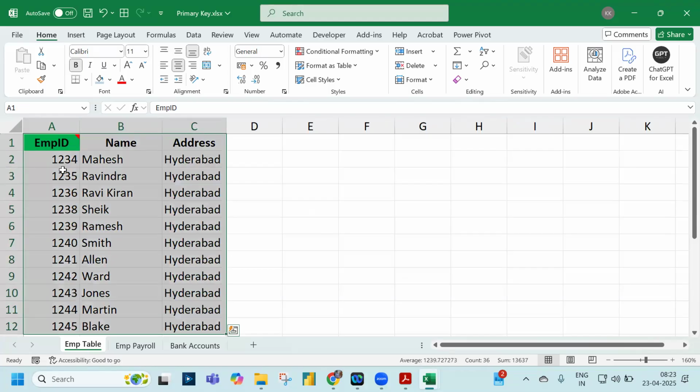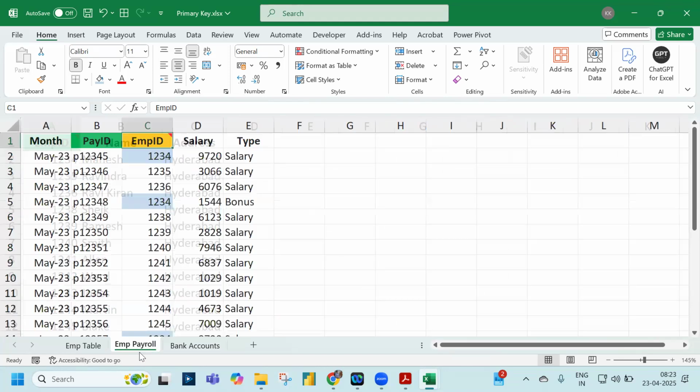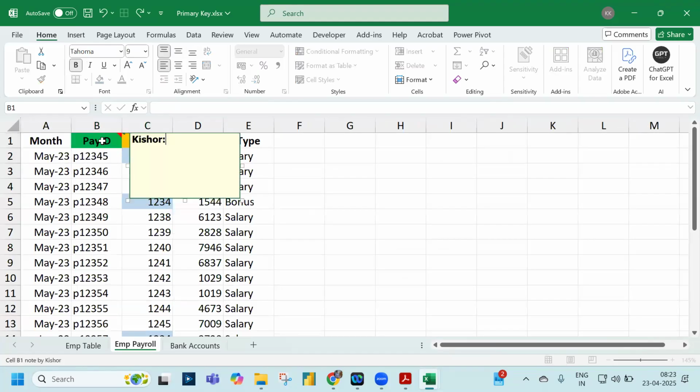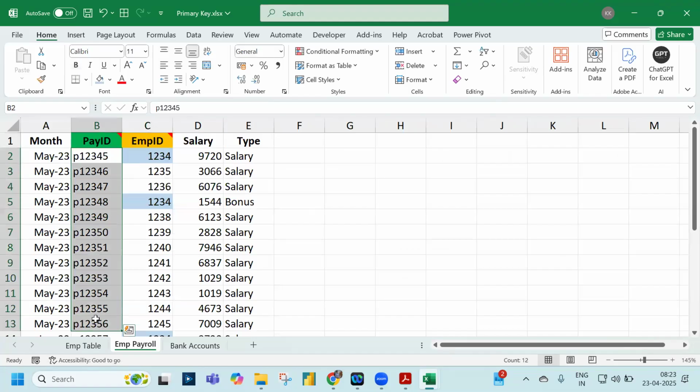So when you look at a table, just check the table name first. If it is an employee table, employee ID is a primary key. But if it is a payroll table, pay ID is a primary key because every pay ID is unique and not null. Okay, now you got some idea why employee ID can't be a primary key here? Yes. Now let's take a look at the bank accounts.